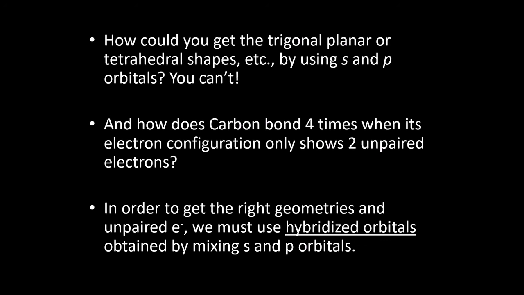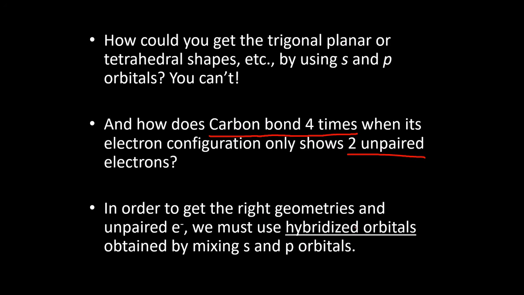Before I get to that, another issue with taking pure atomic orbitals and getting those covalent bonds that we were seeing is that carbon is very well known to bond 4 times. But if you actually look at its electron configuration, if you work out where all the electrons are sitting in carbon, it only has 2 unpaired electrons. So if it only has 2 unpaired electrons, how is it forming 4 bonds? It should need an unpaired electron for each of those.